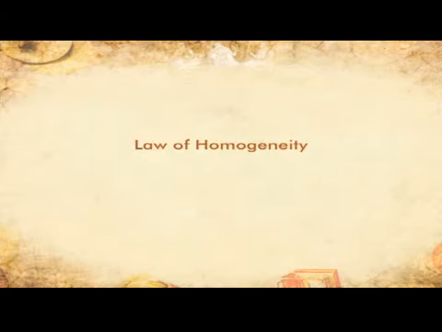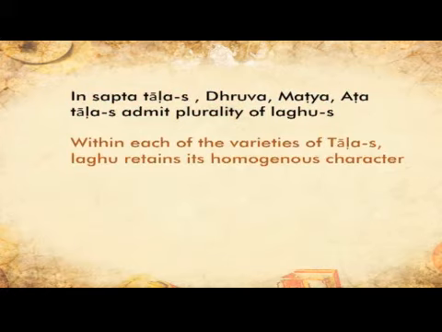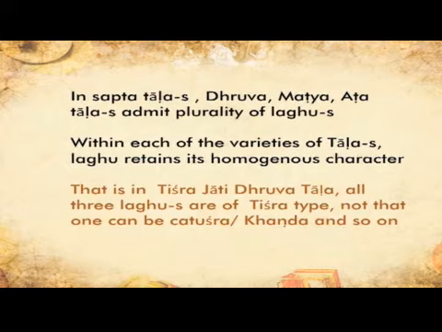Law of homogeneity. Of the Saptatalas, the Dhruva, Matya and Atta alone admit of plurality of Lagus. And within each of the varieties of these talas, the Lagu retains its homogeneous character. That is, if we take the Tishra Jati Dhruva Talam, all the three lagus figuring in the tala are of the Tishra type. Not that one can be Chatushra and the other Khanda and so on.